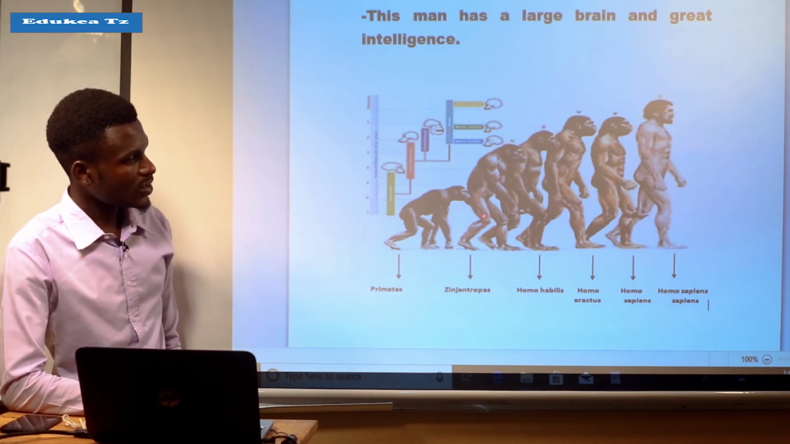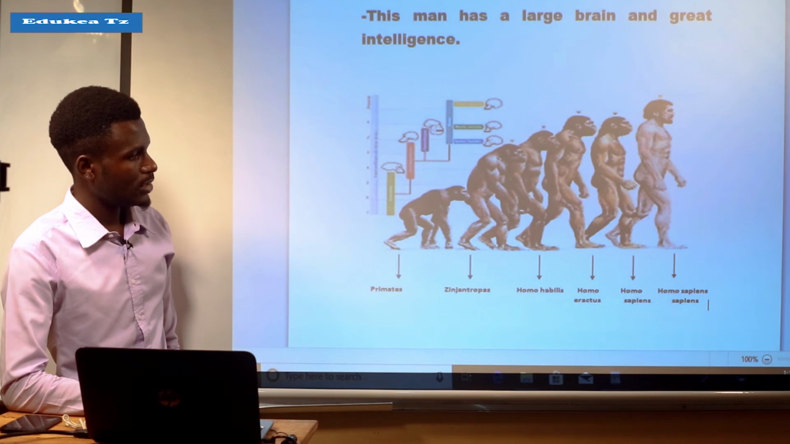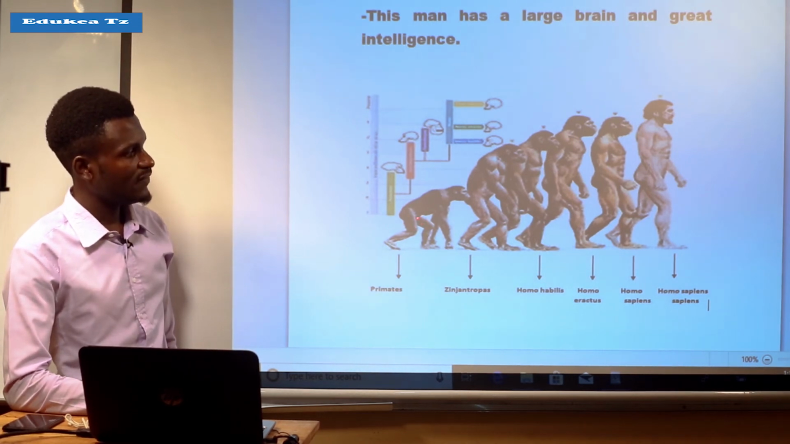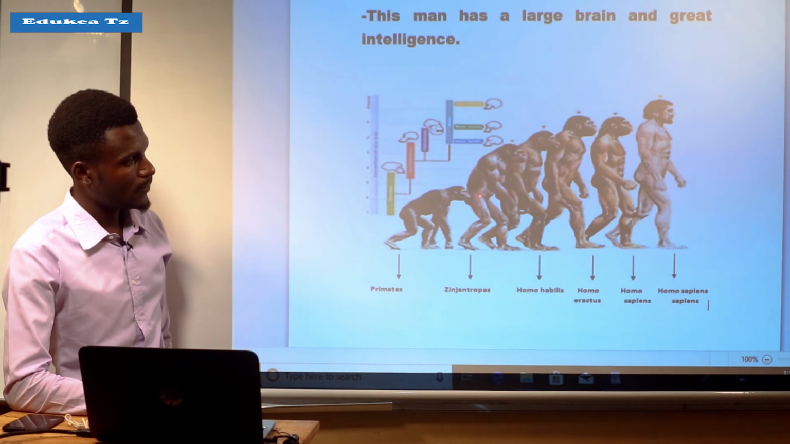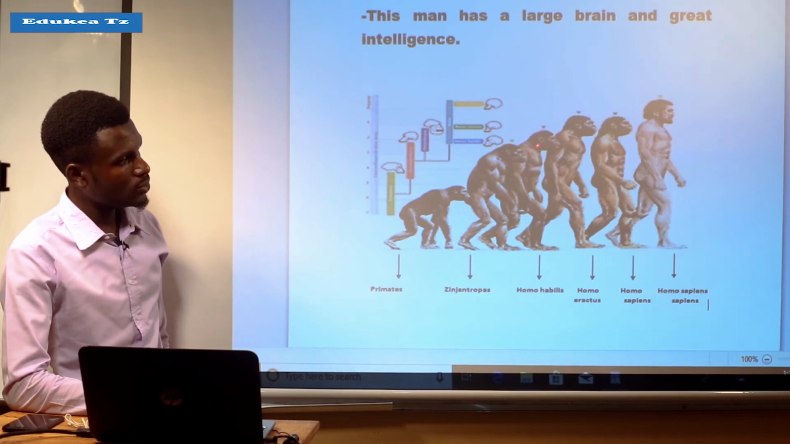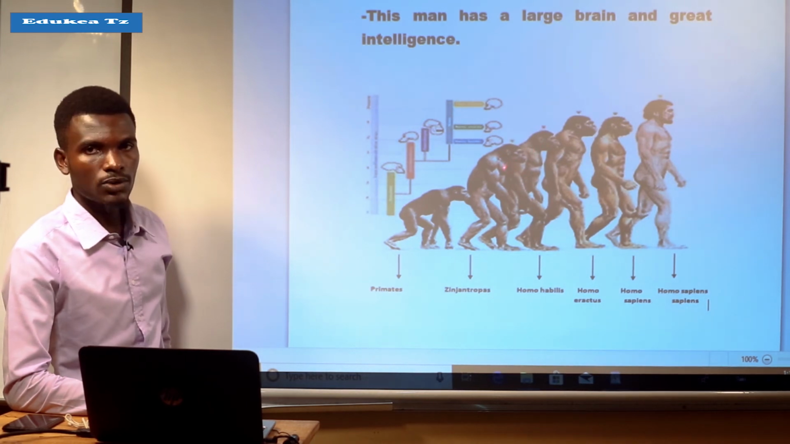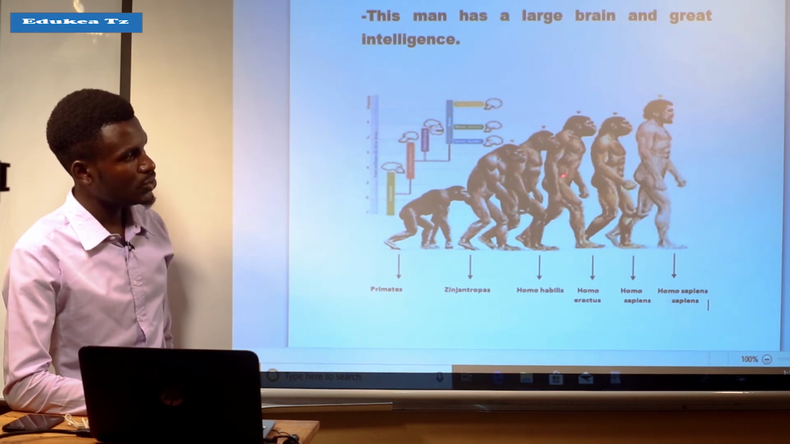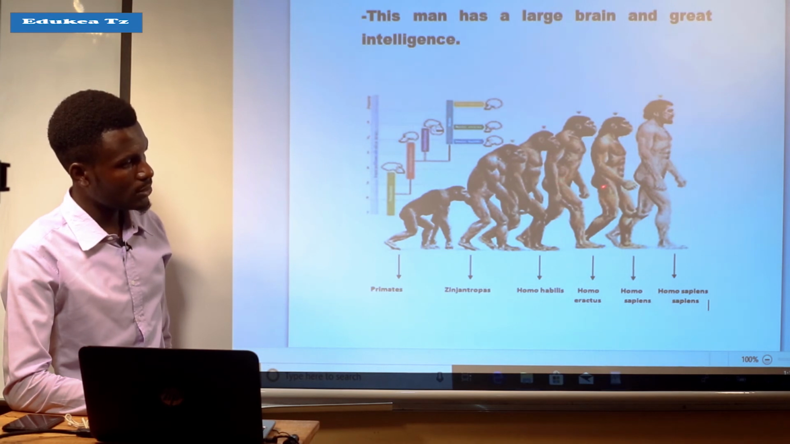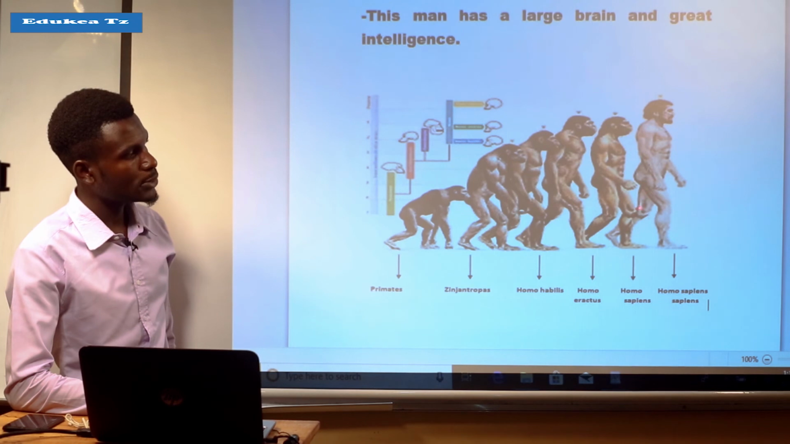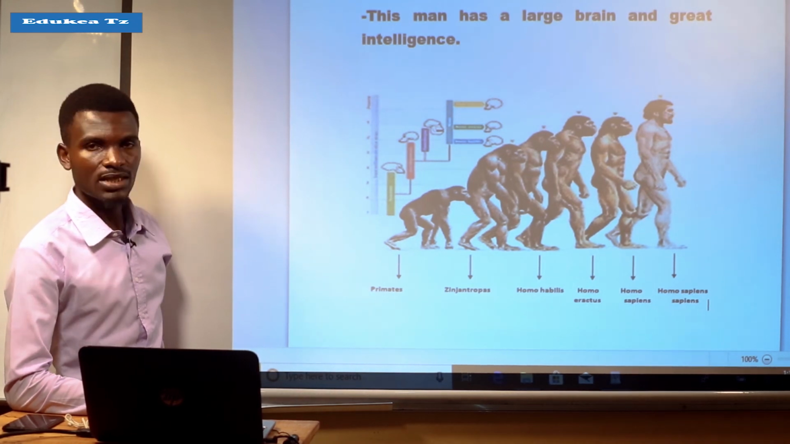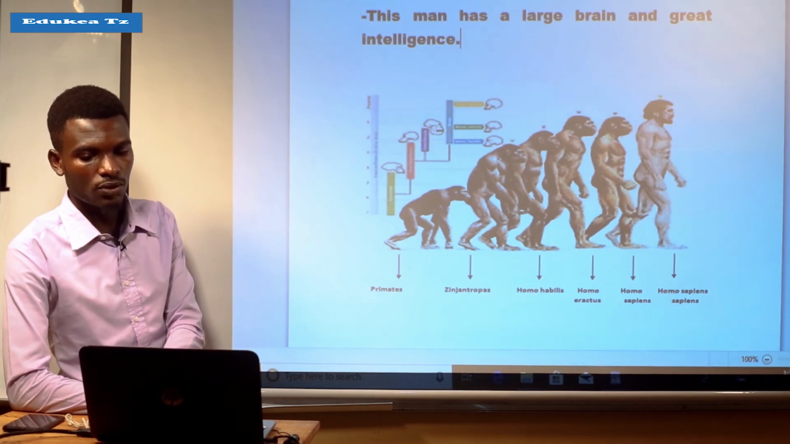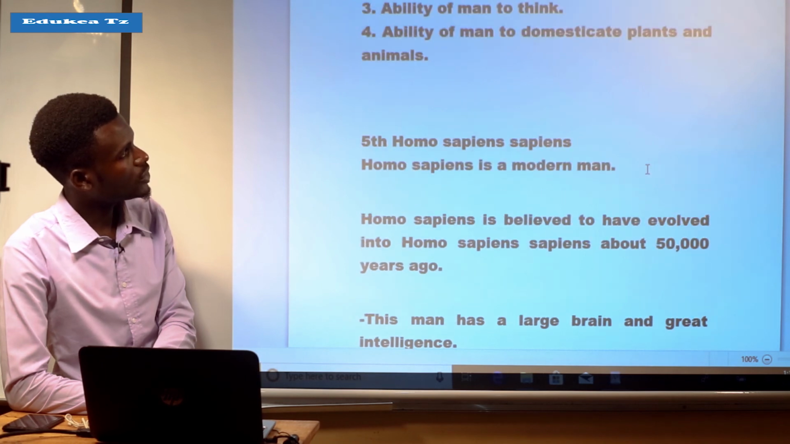So this is the drawing showing the evolution of man. These were primates, the first stage of evolution of man. The second one is the Zinjanthropus, as you see here. Then Homo habilis. These 2, Homo habilis and the Zinjanthropus, fall under the Australopithecus African family. And the third stage was Homo erectus. Then Homo sapiens, and the modern man is called Homo sapiens sapiens. So these are almost 5 stages of evolution of man.